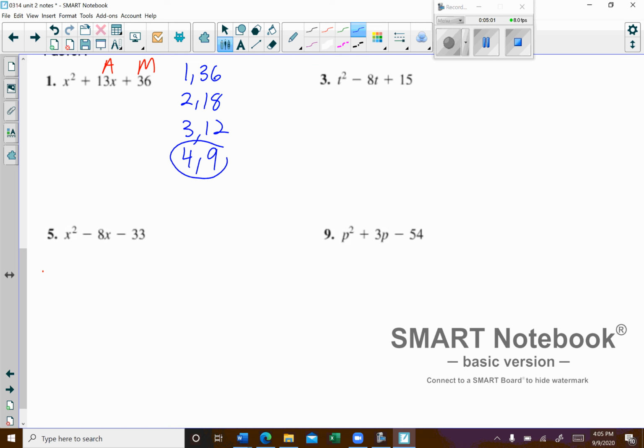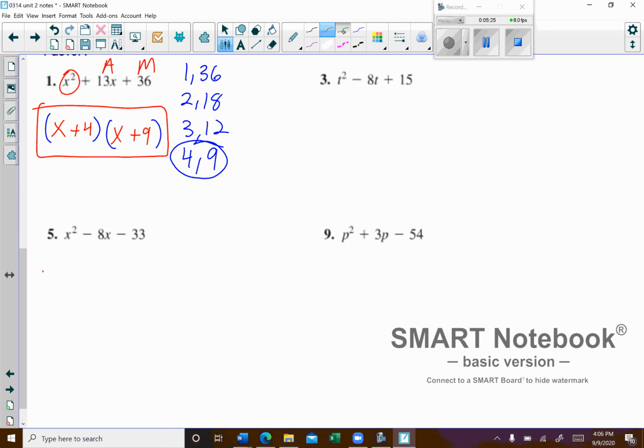Bingo, bingo. 9 times 4 is 36, and 9 plus 4 is 13. So what I'm going to do is, remember, I'm going to break it apart into two binomials, right? And so to get the x squared, that's just x times x, right? Now, how do I get the 36? Well, that's going to be 4 times 9. So I'm going to put plus 4 and then plus 9, and that is my answer.